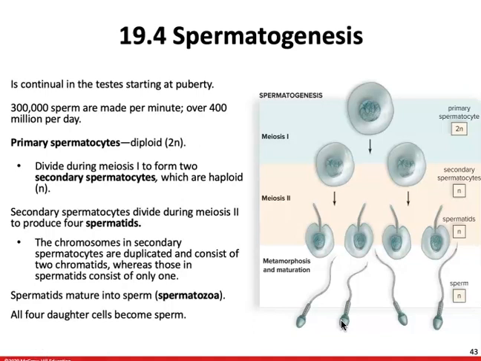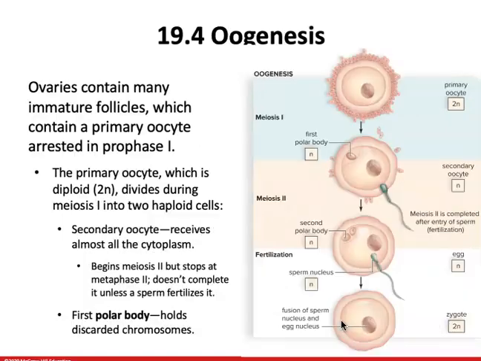In the case of oogenesis, we will form four haploid daughter cells. However, not all four of them will become eggs. Ovaries contain many immature follicles. Those immature follicles contain a primary oocyte, that would be this region right here. That's going to be arrested in prophase 1. So it's going to undergo an initial division during meiosis 1, where it's going to actually produce a polar body and a secondary oocyte.